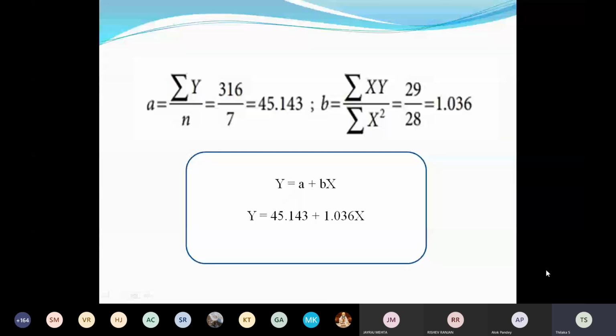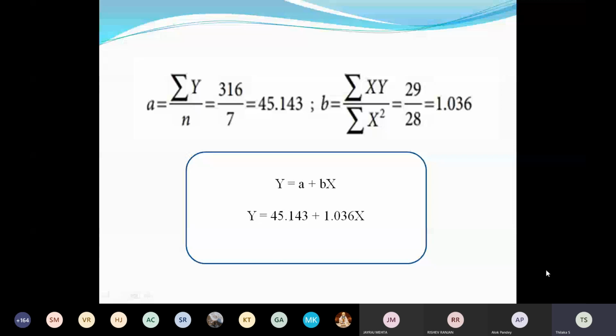After calculating the constants a and b, you have to substitute these values a and b in the straight line equation. So this equation here, y is equal to 45.14 plus 1.03x, is called the trend line. You have to write it here.